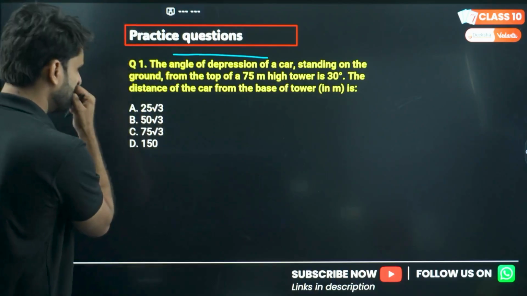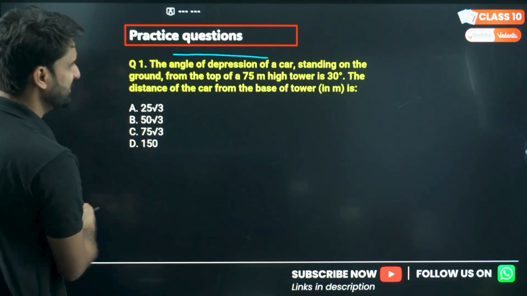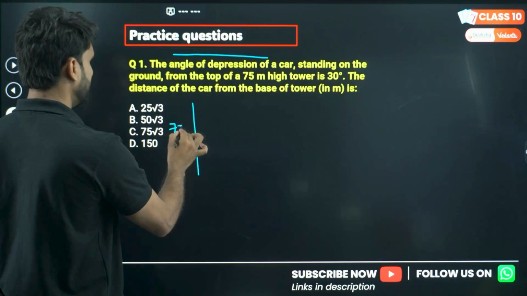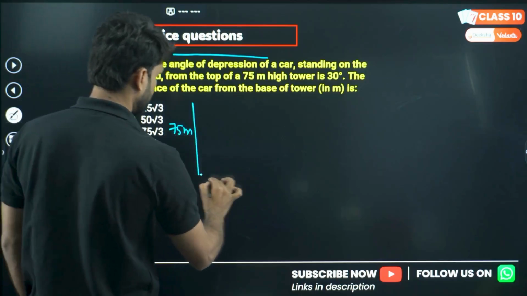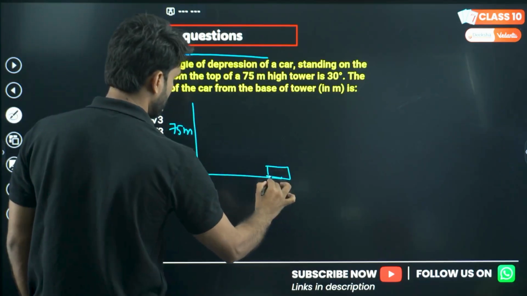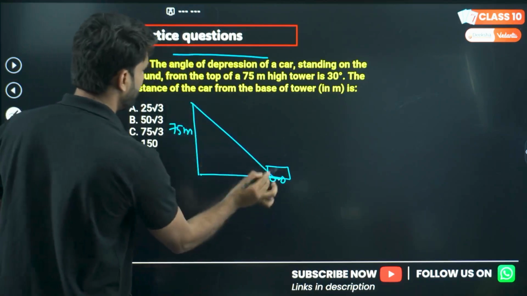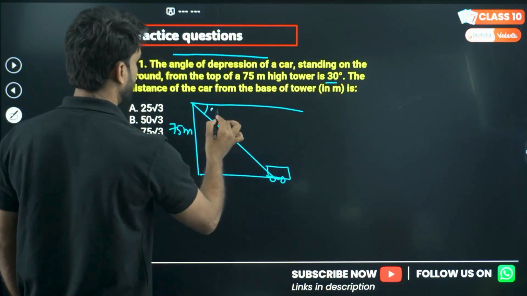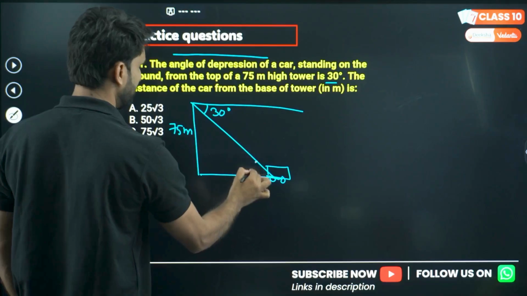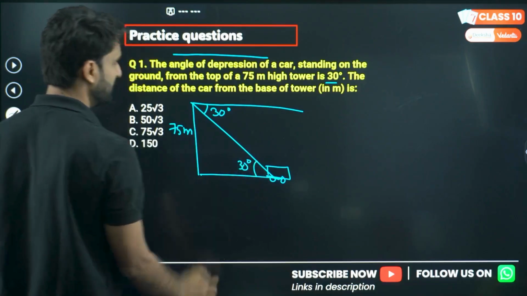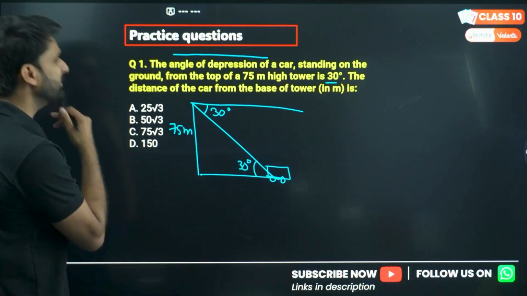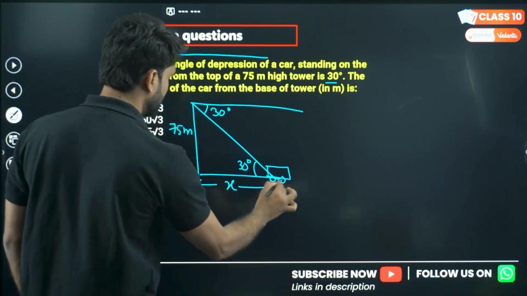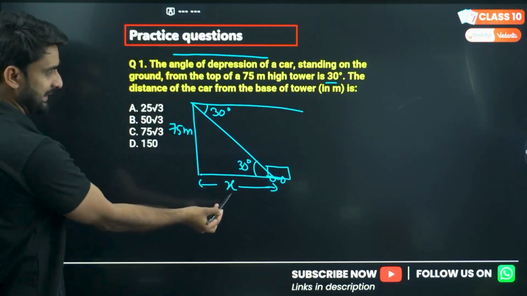Same question we have already discussed. So what will be the tower here? This will be the tower, 75 meters. The car is here. And the angle of depression will be here, 30 degrees. If this is 30 degrees, then this has to be 30 degrees as the alternate angle. So we have already solved this question. We have to find the distance between the car and the tower, so I'm letting it be x.